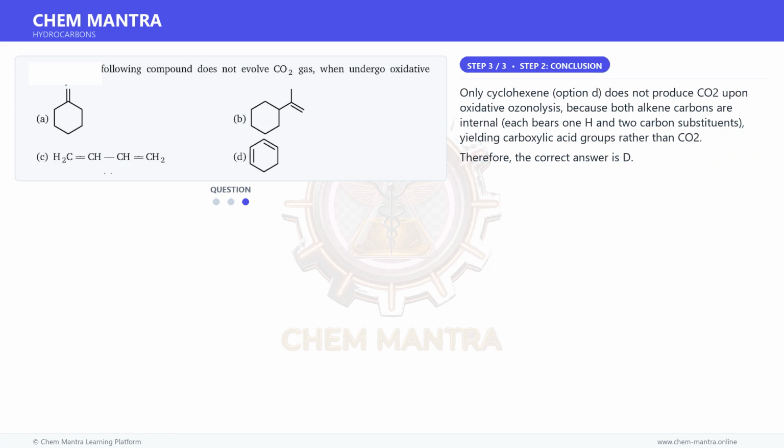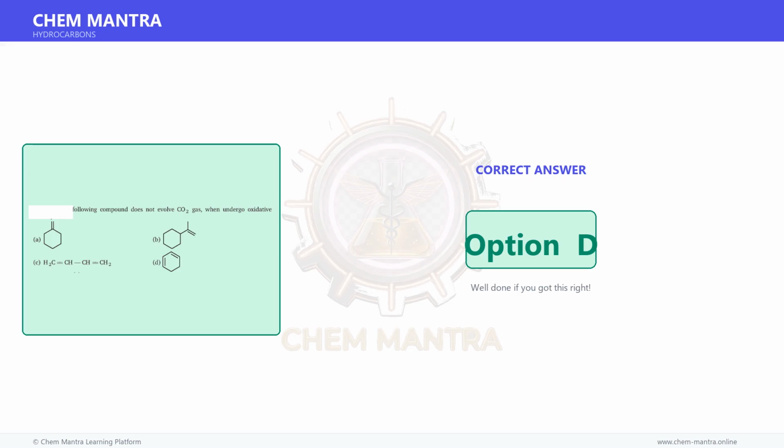And for the final step, only cyclohexene, option D, does not produce CO2 upon oxidative ozonolysis because both alkene carbons are internal, each bears 1 H and 2 carbon substituents, yielding carboxylic acid groups rather than CO2. Therefore, the correct answer is option D.